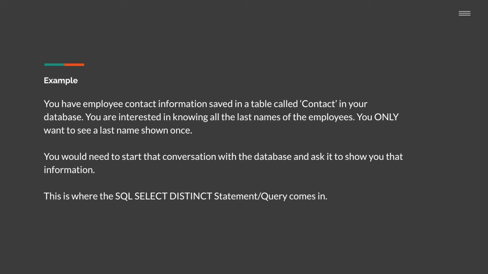So for example, you have employee contact information saved in a table called contact in your database. You are interested in knowing all the last names of the employees. You only want to see a last name shown once. You need to start to have that conversation with the database and ask it to show you that information. This is where the select distinct statement comes in.